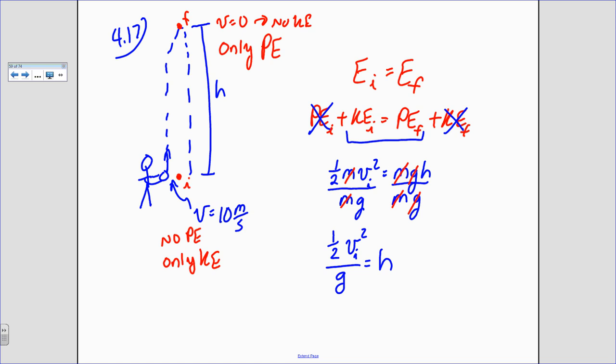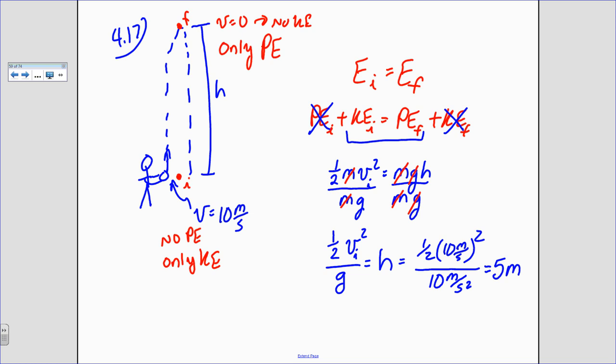Anytime you encounter an expression like that, you just want to do the same thing to both sides until you get the variable that you want by itself. So I can put in some values here. That's 1/2 of v, which is 10 meters per second, squared, over g, which was 10 meters per second squared. So that's 1/2 of 100, which is 50, over 10, which is 5 meters.